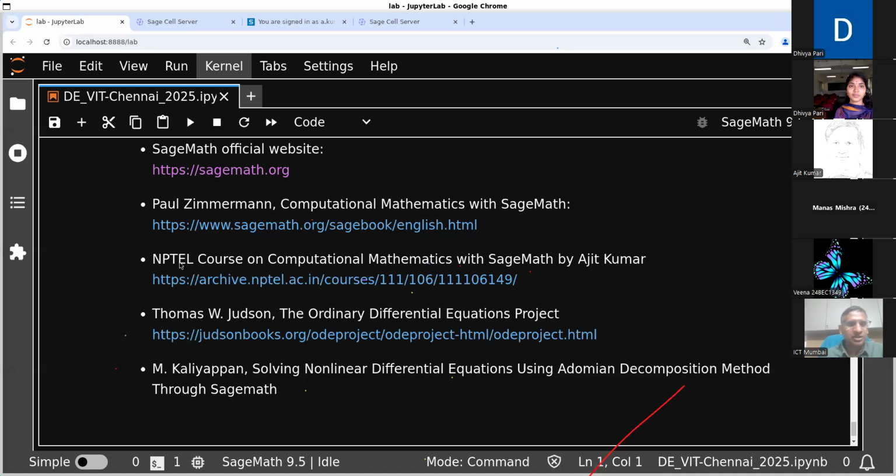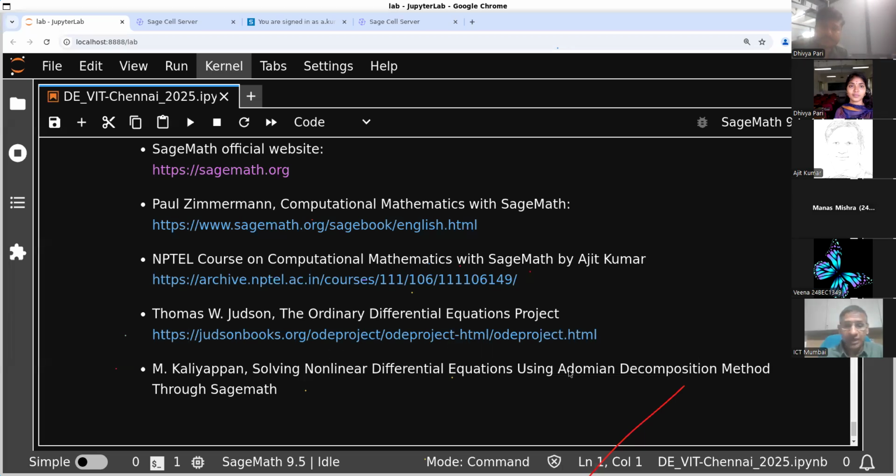a course also by me on NPTEL called Computational Mathematics with SageMath that deals with calculus and linear algebra, which next semester you are going to learn. It also has some differential equations and many other things. But there is also an online book on ordinary differential equations using SageMath by Judson. So this website also you can look at.